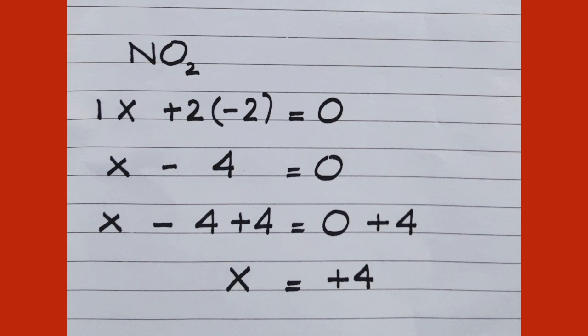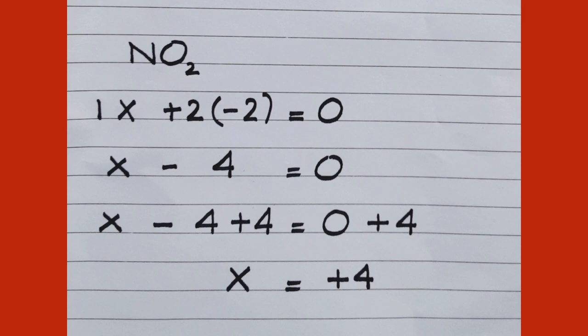NO2 is a neutral compound, so all the oxidation numbers of elements add up to 0. To determine the oxidation number of nitrogen in this compound, we multiply the number of nitrogen atoms by x, then multiply the number of oxygen atoms by the oxidation number of oxygen. Then add up all the oxidation numbers to 0. NO2: 1x plus 2 multiplied by -2 equals 0. 1x or x is the same thing. When we multiply +2 and -2 we get -4. x minus 4 equals 0. We add 4 to both sides of the equation to get rid of -4 on the left-hand side. x minus 4 plus 4 equals 0 plus 4. -4 and +4 cancel each other.